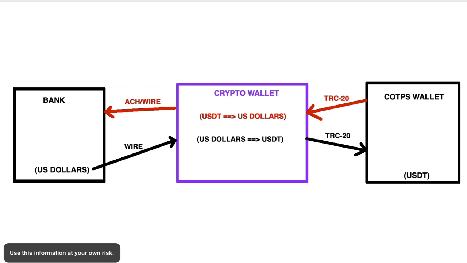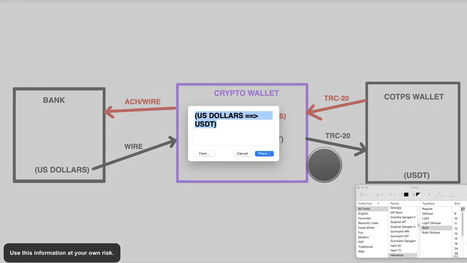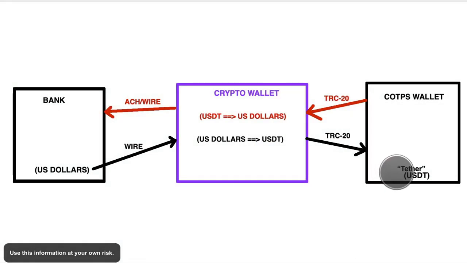The other term that people would use for that would be Tether. So sometimes you'll see in a crypto wallet, like if you want to buy crypto, you search for USDT and Tether will come up. Well, Tether is USDT. Those are the same thing.